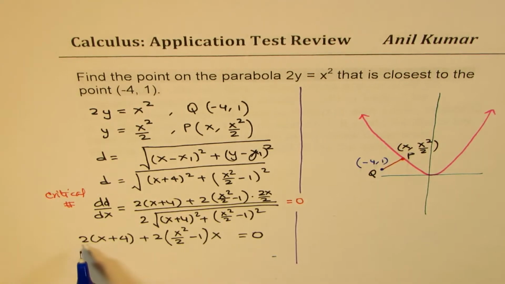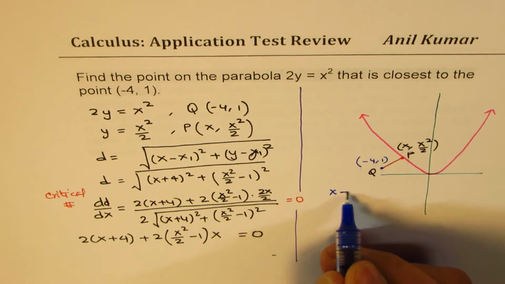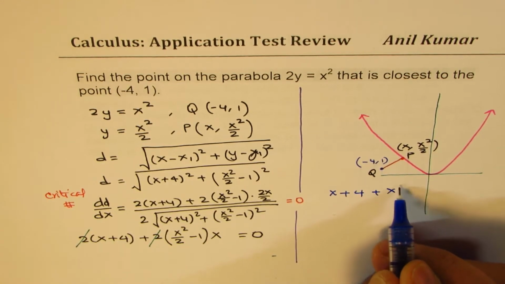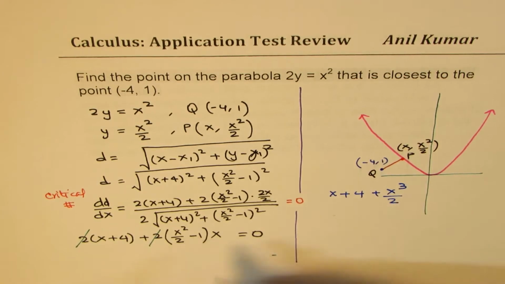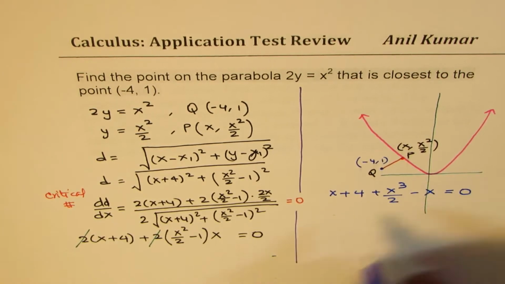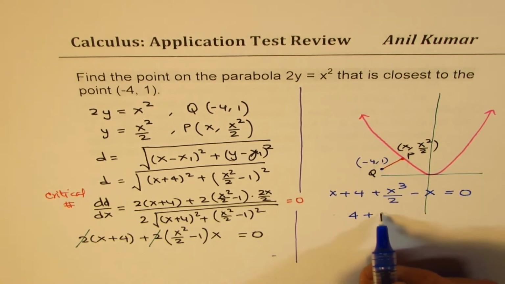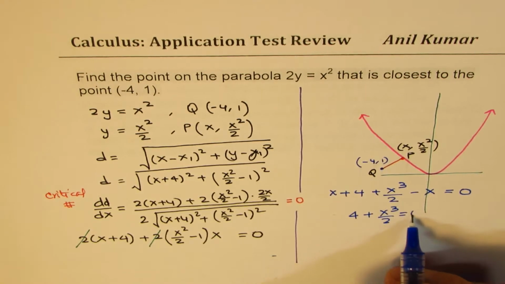So let's open this bracket. We can actually divide by 2. So when I divide by 2, we get x plus 4. I'm dividing both sides by 2, that means I'll cancel these 2's. Is it okay? We are left with x plus 4 here. On this side, we are left with x squared over 2 times x, which is x cube. So we have plus x cube over 2, and this is minus x, and we are equating this to 0. x minus x is 0, so we get 4 plus x cube over 2 equal to 0.